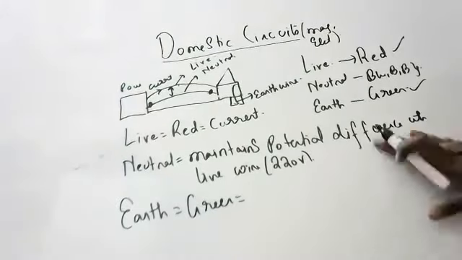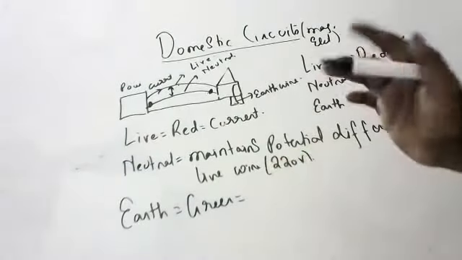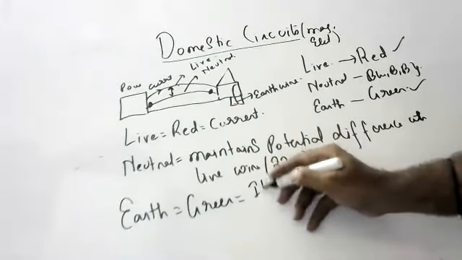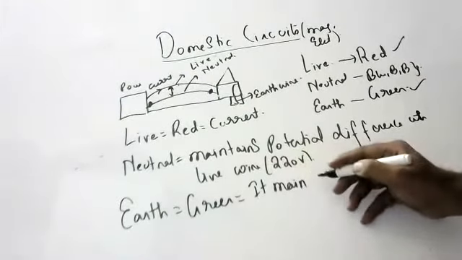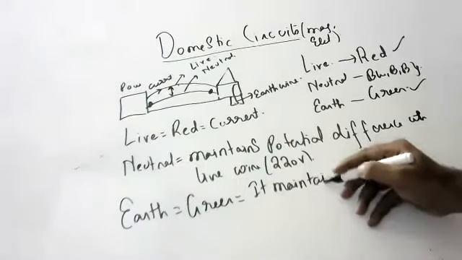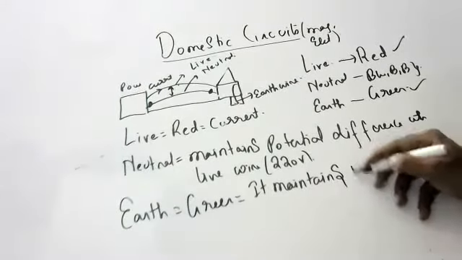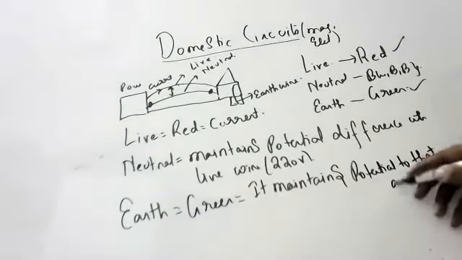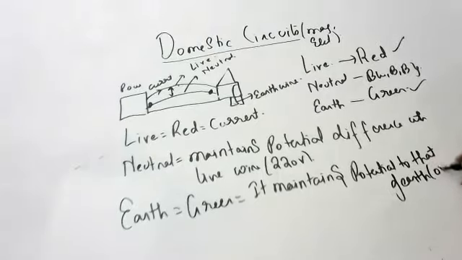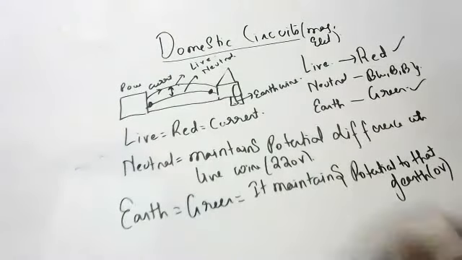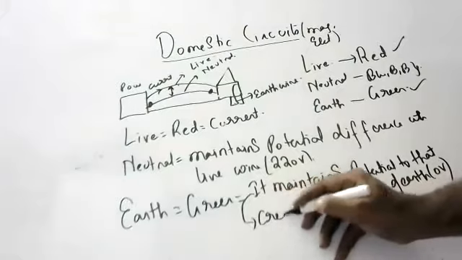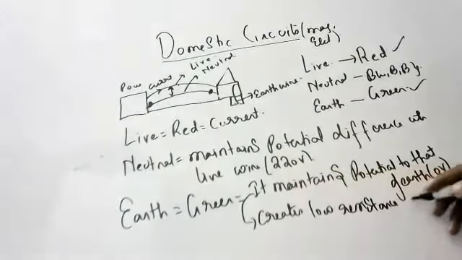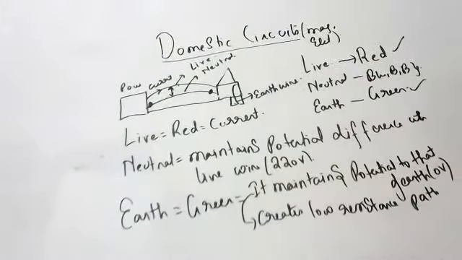Okay, children, what is the function of earth wire? First, children, 4 points you have to write in exam, compulsory. Earth wire maintains potential to that of earth. What is earth potential? Earth potential is 0 volts, first point. Second, it creates a low resistance path. If there is a low resistance path, all the current will go through earth wire.